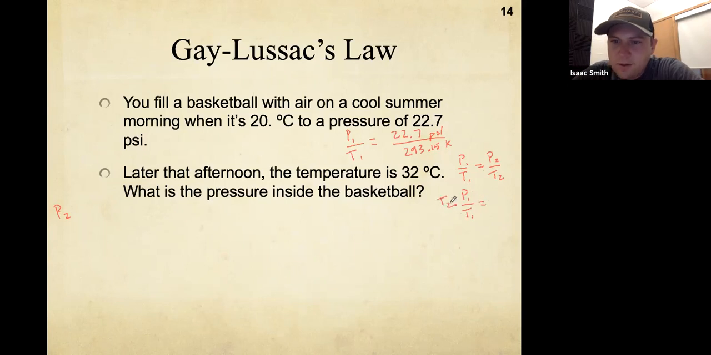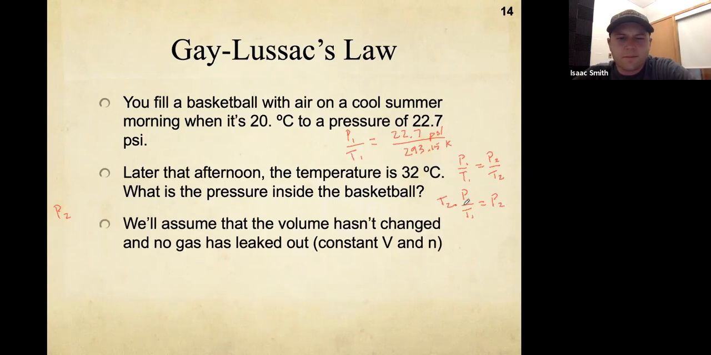You're going to get T2 times P1 over T1 equals P2, right? That's the equation. Again, for all these, you're going to assume that the volume of the gas hasn't changed and that no gas has come in or out. You have to keep a constant volume and a constant number of moles for this to work. Rearrange the equation to get here, okay?